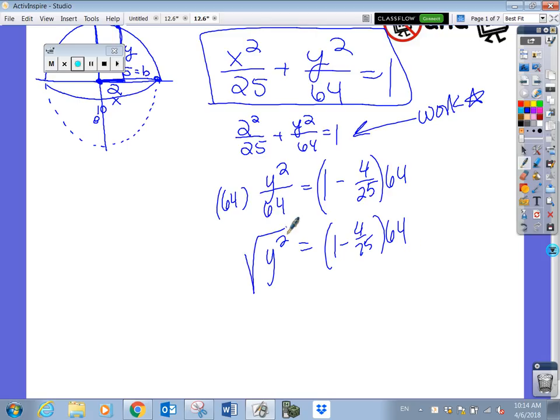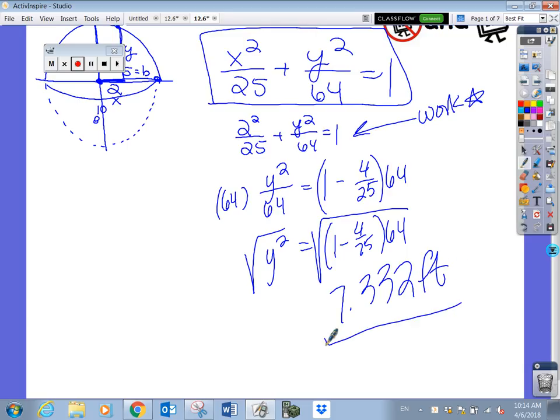Then you take the square root. Now, square root is plus or minus, but we're looking for a height. A height can't be negative, so all we care about is the positive value. So your answer would be 7.332, and we're in feet. And hopefully that makes sense.